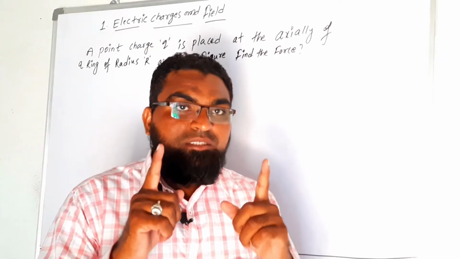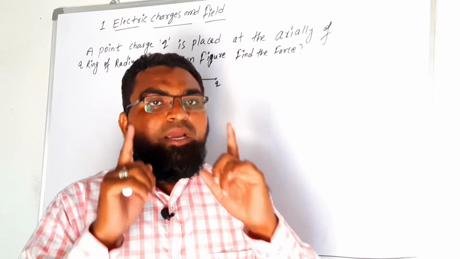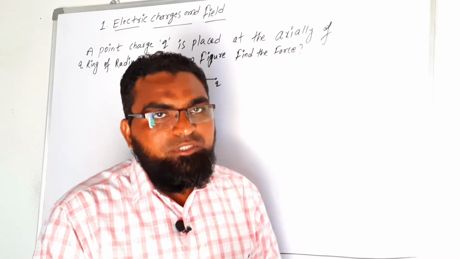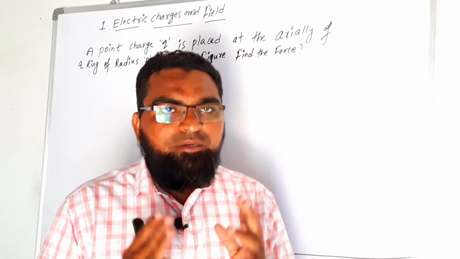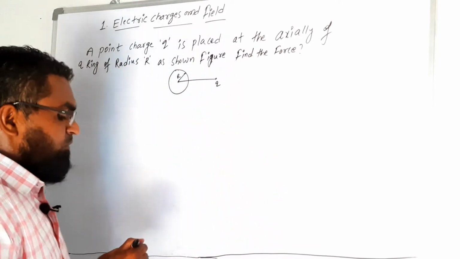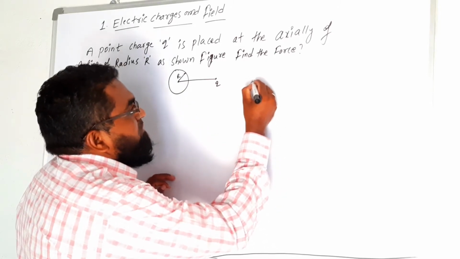Whenever two charges are there, if both are positive, they repel each other. If one is positive and the second one is negative, they attract each other. Whenever both charges are negative, they repel. So here both charges are positive, and we are finding the force using Coulomb's law.